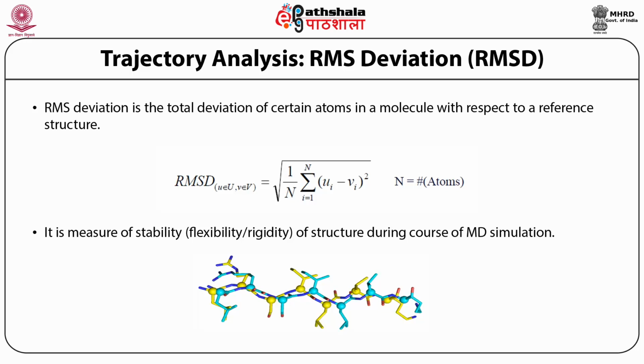We can calculate the RMS deviation for all atoms or only a selected group of atoms in a molecule which has to be simulated. Like in case of protein, we can calculate the RMS deviation for only the backbone of the protein, or side chain of the protein, or total atoms of the protein.